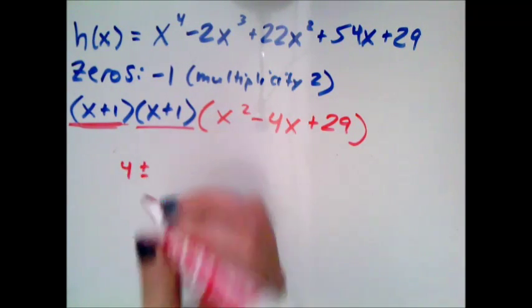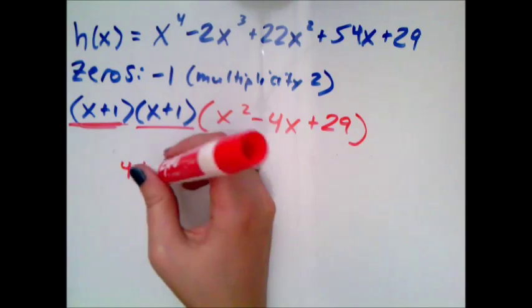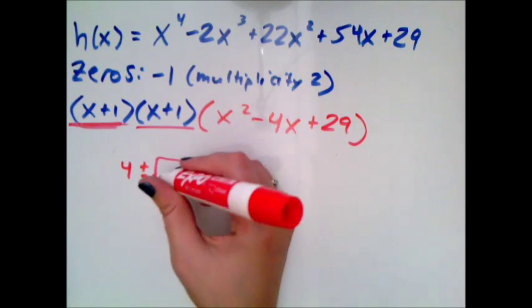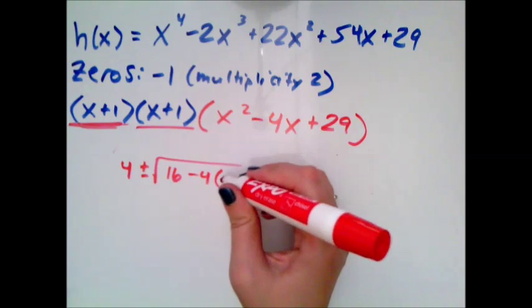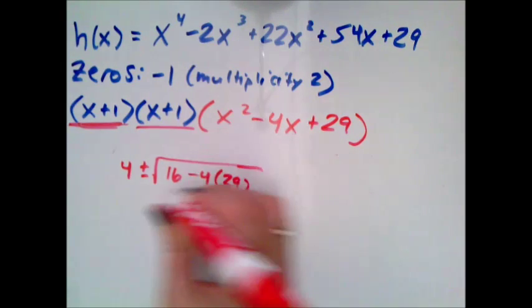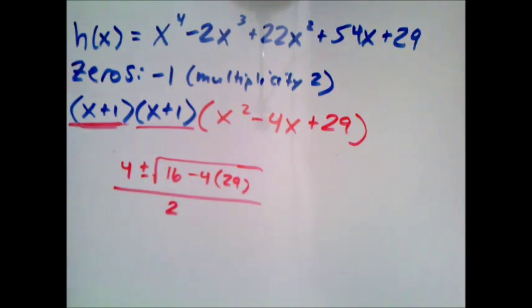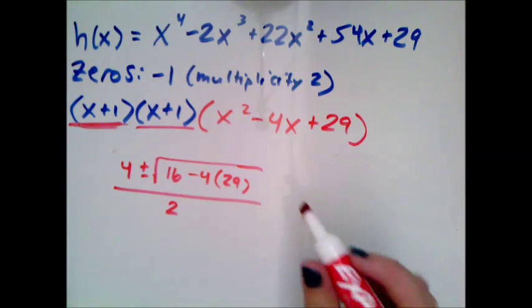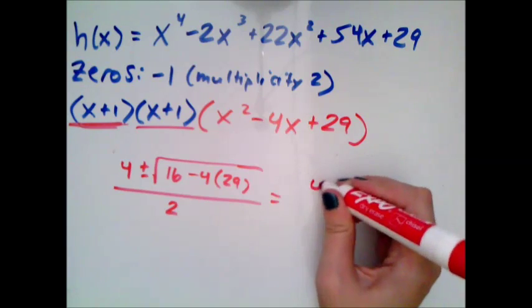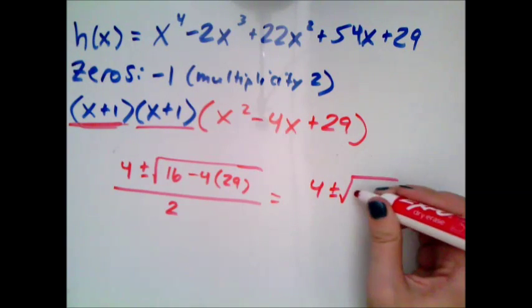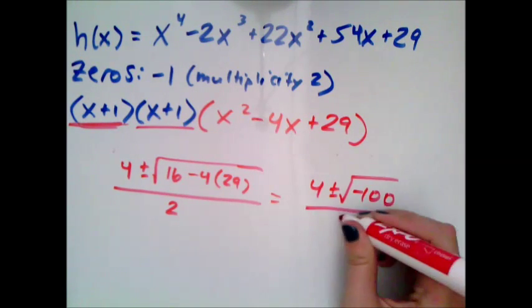It doesn't look like that factors, so I'm going to have to use quadratic formula. So negative b, so negative -4, the negative will cancel. And then this will be -4 squared, which is 16, minus 4, a is 1, and c is 29. And then all over 2 times a. So this looks like 16 minus 116. So we end up with 4 plus or minus the square root of -100 all over 2.